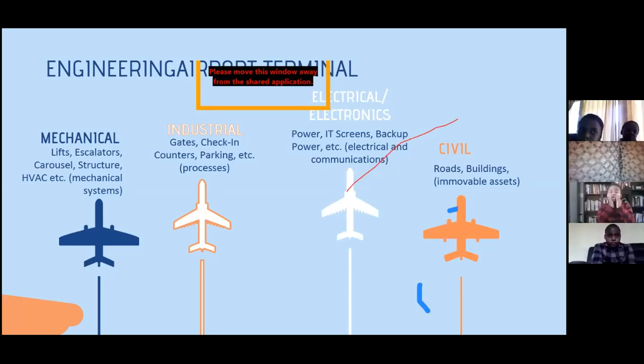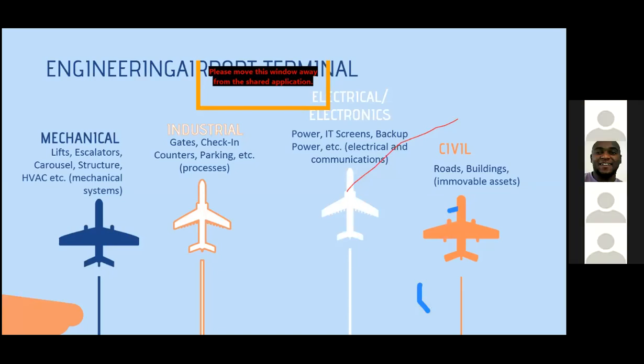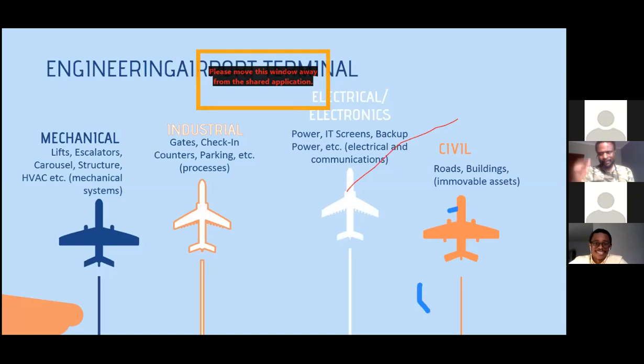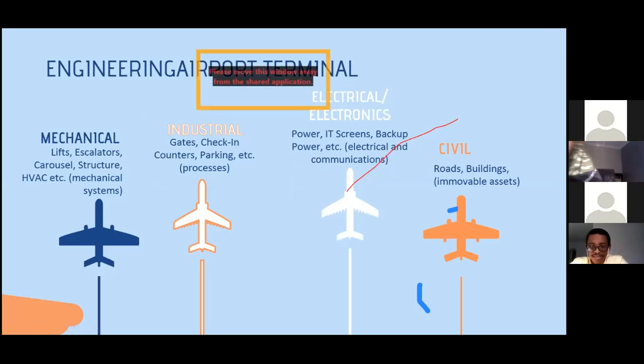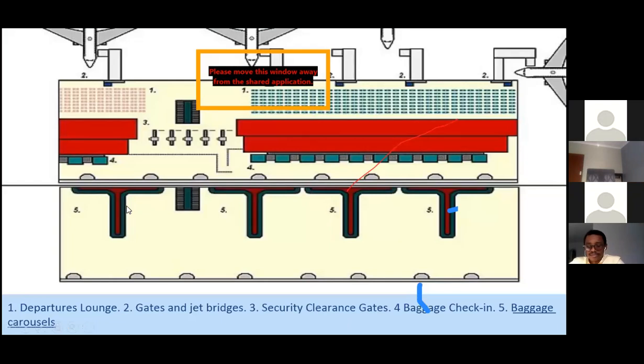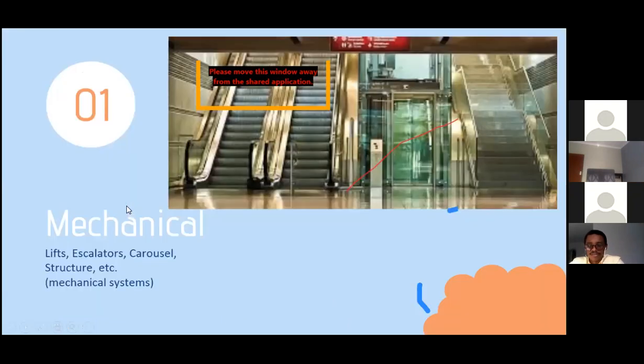Okay, then moving on to probably the interesting part for most of you guys. These are the types of engineering that you see when you enter a terminal. So you have mechanical components, there's industrial engineering there. I heard that you guys will be talking about industrial engineering this month, so I guess this ties in with that. Then there's electronics or electrical, and then there's civil.